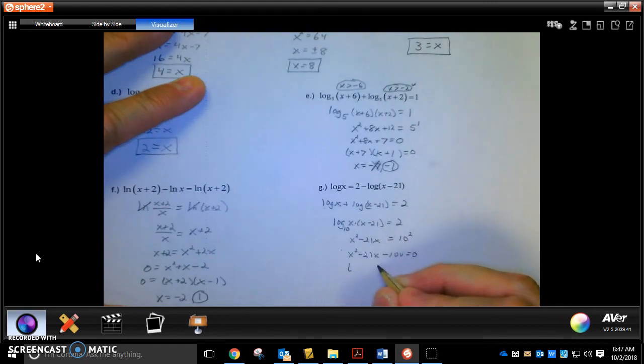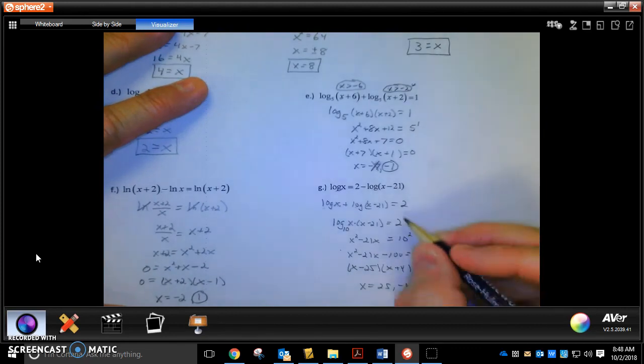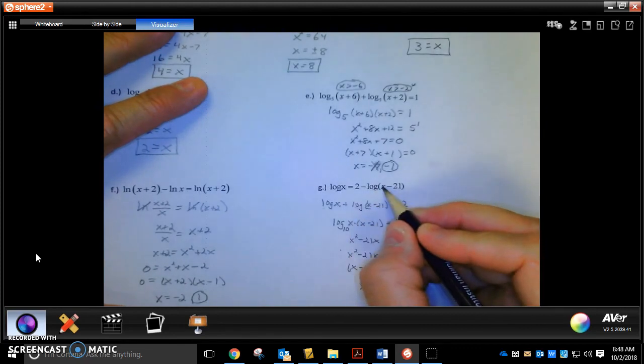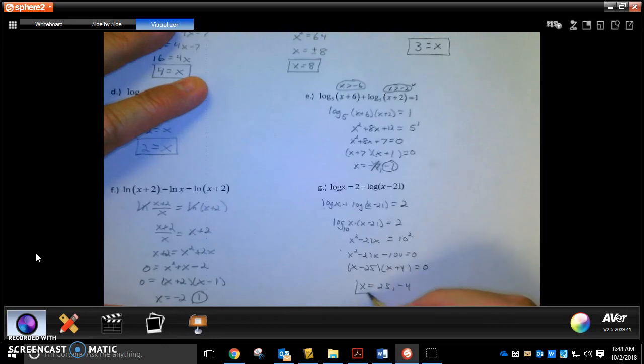This is going to factor. Factors of -100 that add up to -21 are going to be minus 25 and plus 4, which means x equals 25 or -4. Again, if you check, -4 is not going to work. You put -4 here or here, and you're going to be taking the log of a negative. So x equals 25. That is our one and only answer.